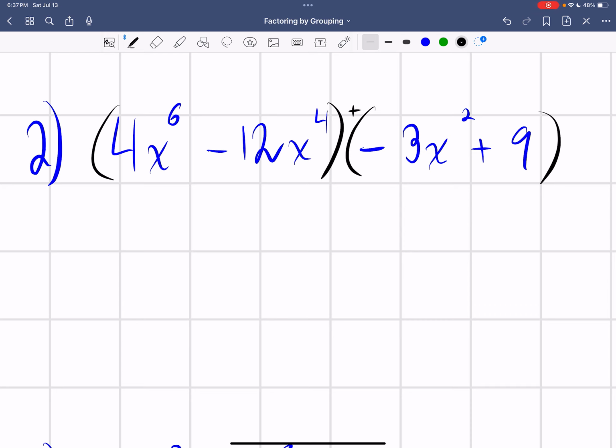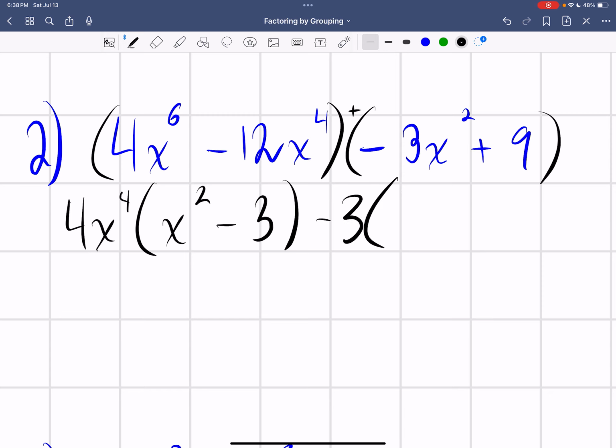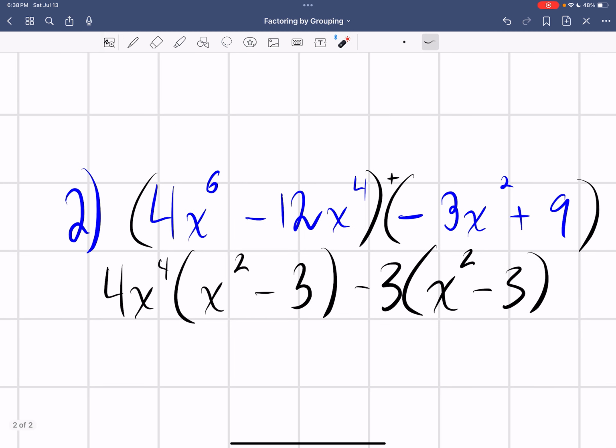What's the GCF of the first term? Or rather, the first group? Well, the GCF here is going to be 4x to the 4th. What do we have left? X squared minus 3. For the second terms, well, the GCF is 3, but we're going to actually do a lot better by pulling out a negative 3. Because if we do, what do we have left? X squared minus 3. And notice that allowed us to get the same thing twice in those parentheses.